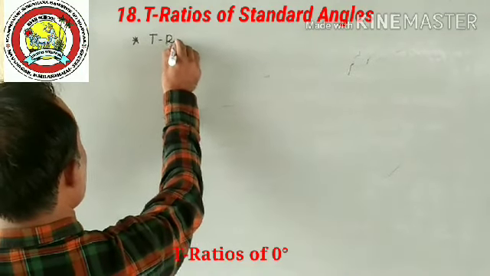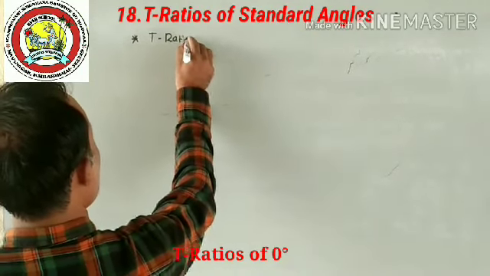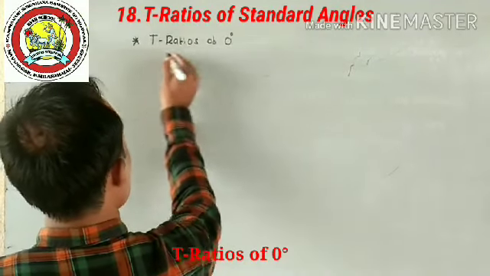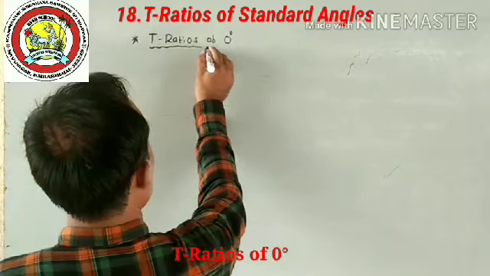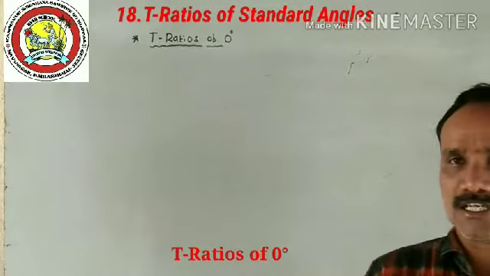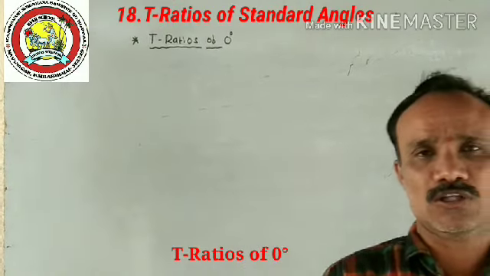Today's topic is the trigonometric ratios of 0 degrees. Then, after getting 0 degrees and 90 degrees, I will make a list. I will draw a table and enter all the values.